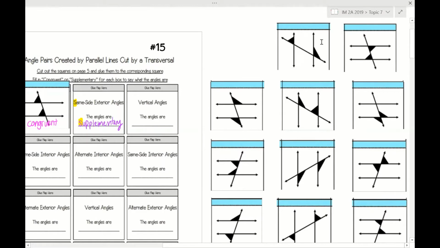However, this one here is. So this is flipped sideways, but it's still exterior. So if I look at it with the parallel, it's not between the two parallel lines, it's outside them, and it's on the same side of the transversal. So this picture is a same side exterior angle.